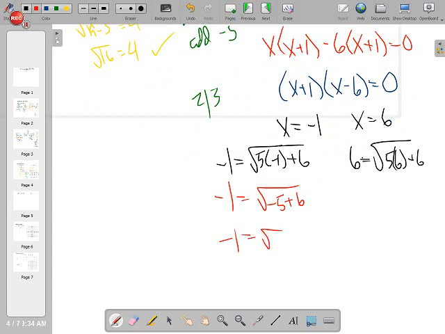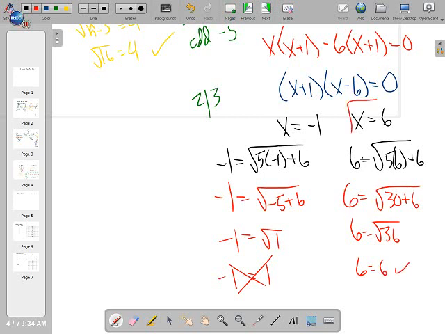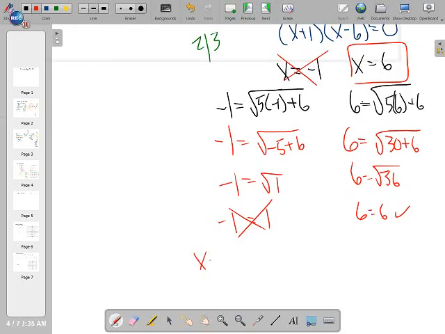And that's the square root of 6 minus 5, which is 1. Wait a minute, the square root of 1 is 1? That doesn't equal negative 1. This is an extraneous solution. I'm going to show you on the graph in a second, but let's check the other one. 6 equals radical 30 plus 6, which is radical 36. Hey, 6 equals 6, so that works. So x equals 6 works, and x equals -1 is called an extraneous solution. I'll spell that out for you. We'd say x equals -1 is extraneous.